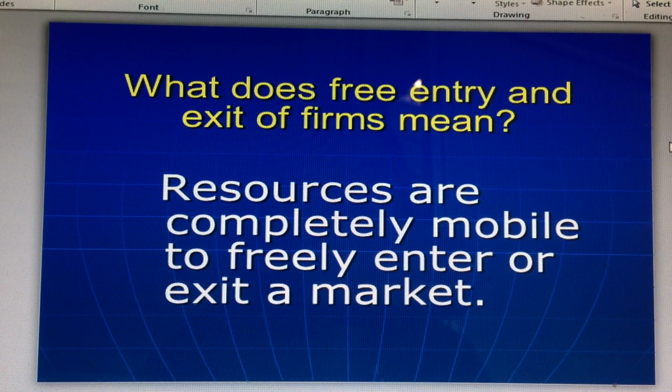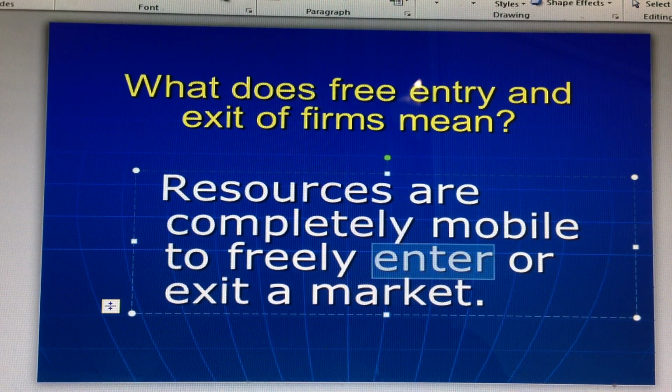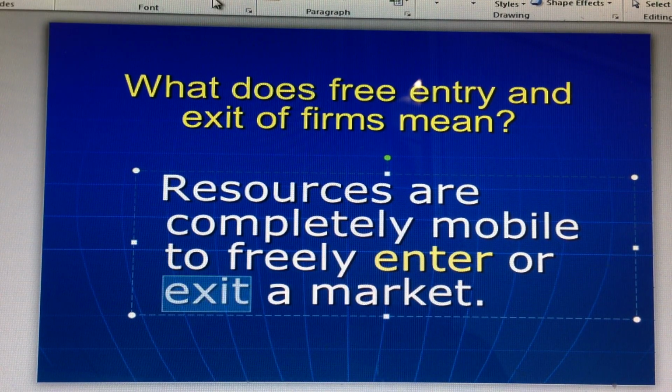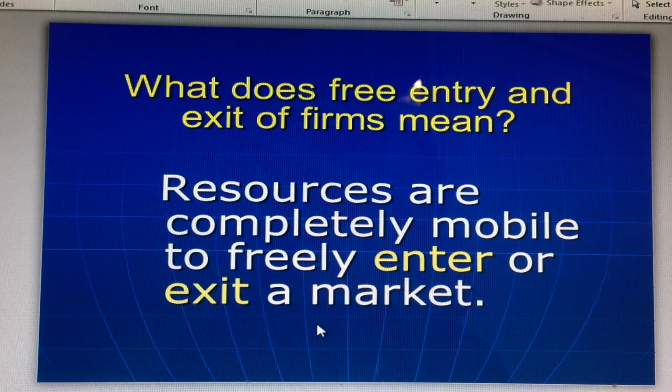The next characteristic is free entry and exit. So meaning resources are completely mobile to freely enter or exit a market. Now, what is the implication? That means if there is money to be made, you will enter the market. If there is not enough money to be made, you'll exit. Because of this free entry and exit, it will usually mean, just write it down first, normal profit. That means zero economic profit.